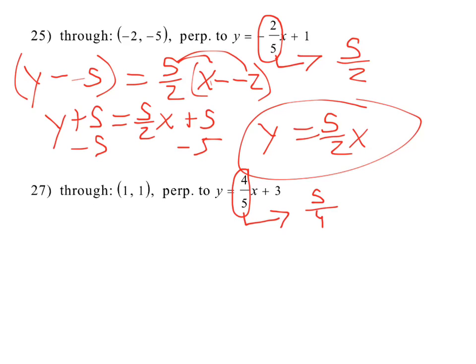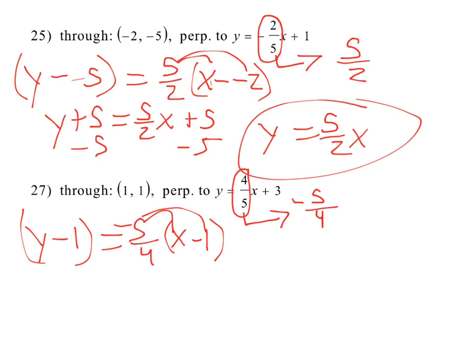Alright, number 27, I'm going to take this, turn it upside down, change the sign, we're going to have 5/4, but negative. And now we need to use the 1 and 1 in our formula and the negative 5/4. We got y minus 1, negative 5/4 times x minus 1. You just need to distribute things. We got y minus 1 equals negative 5/4 x, and then plus 5/4.